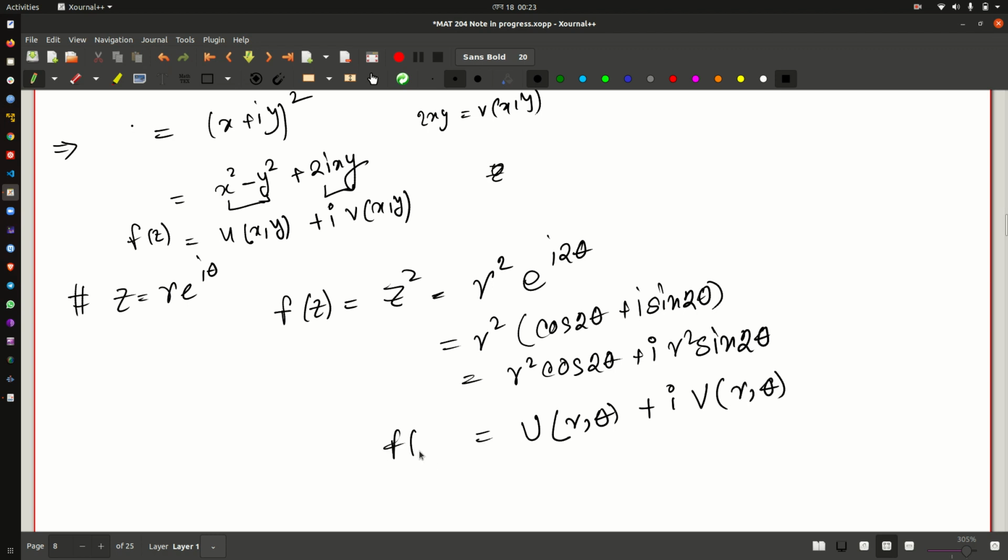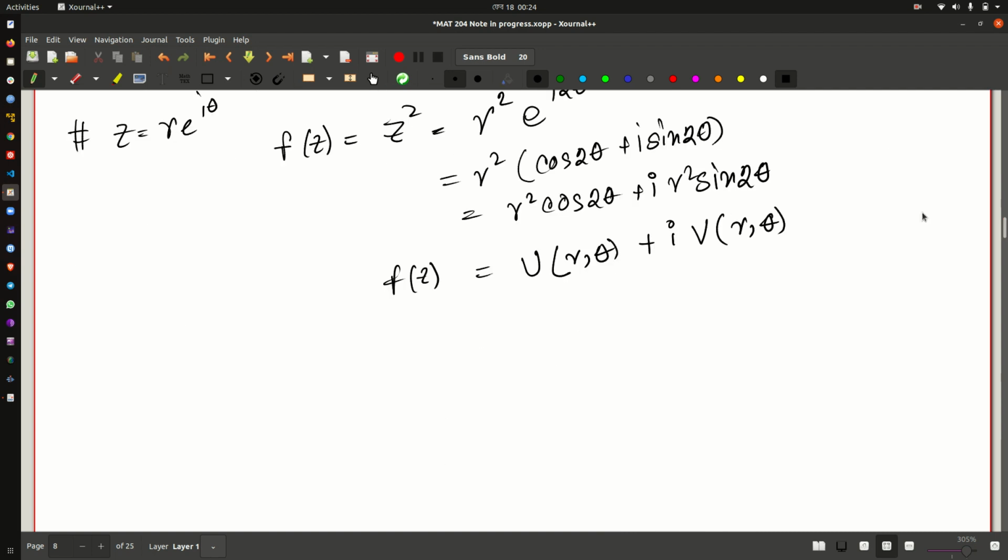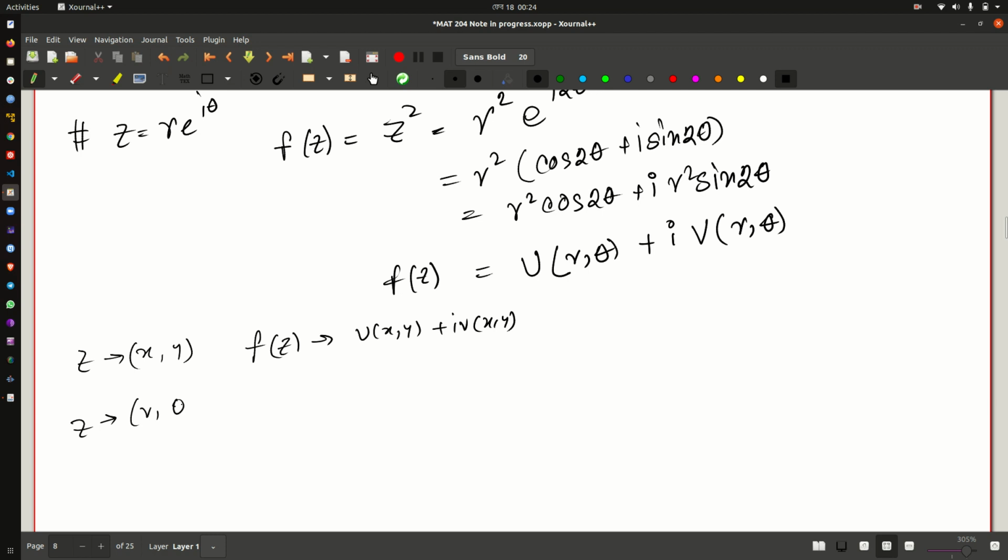So yeah, you just use the representation, and you can see that in both of these cases, when you represented z with x and y, f of z came in terms of u(x,y) plus i v(x,y), I mean small v. When you represented z in terms of r and theta, f of z became some functions of r and theta in the real part, and in the imaginary part the same variables appeared. So this is again the real part, and this is the imaginary part.